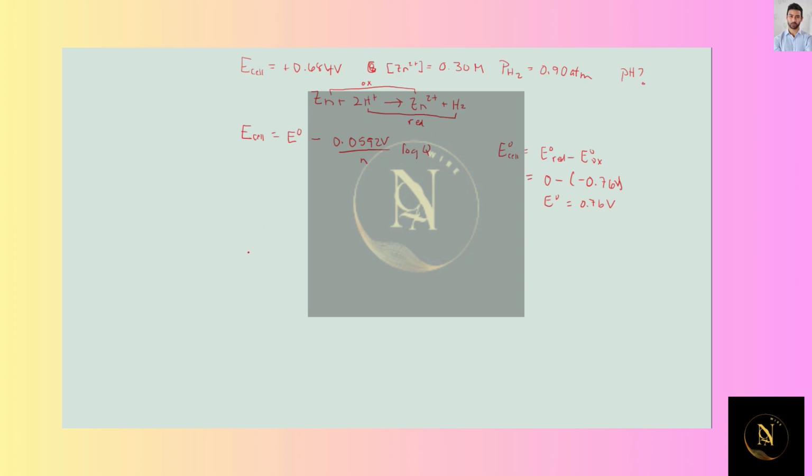All right, so I'm going to plug all my other numbers in here. We know E cell, they gave that to us, is equal to 0.684 volts, is equal to the standard, which we just calculated as 0.76 volts, minus 0.0592 volts over n. We have zinc going to Zn2+, and two positive hydrogens going to H2, which is a transfer of 2 moles of electrons, times the log of Q. And so what we want to do here is solve for Q. That's pretty much the only thing we don't know.